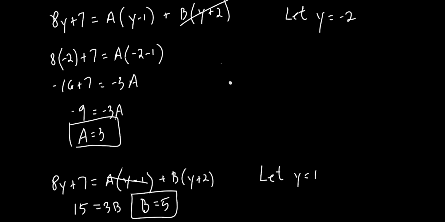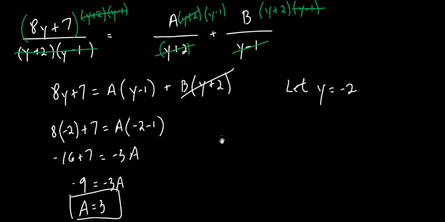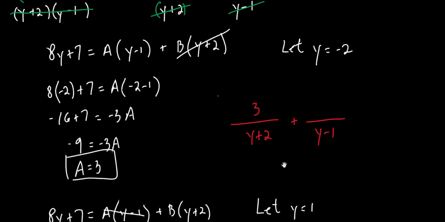All right, so let's go up here and see what it was. It was a over, let's do this in a different color just so it pops a little more. There we go. All right, so the first one was over y plus 2. The second one was over y minus 1. So what was the a? The a goes on top of the y plus 2. That was a 3. And what was our b? It was 5. Goes over top of this right there, and that is your answer.